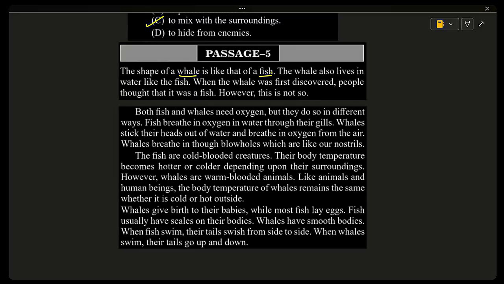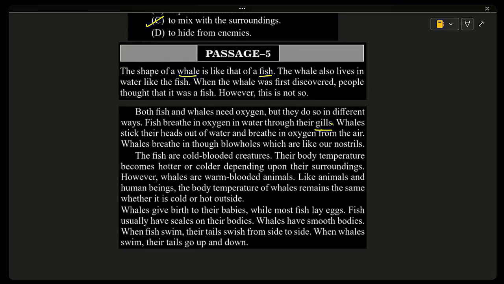Both fish and whales need oxygen, but they do so in different ways. So I think fish do it through their gills and the whale has lungs. Fish breathe in oxygen in water through their gills. So fish do not need to come outside the water for getting oxygen. Even inside the water they can breathe through their gills. So they have a special mechanism called gills.